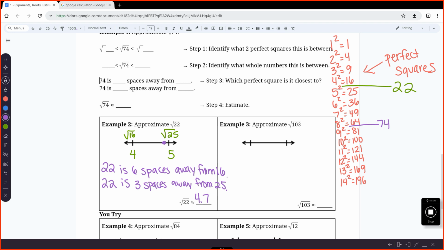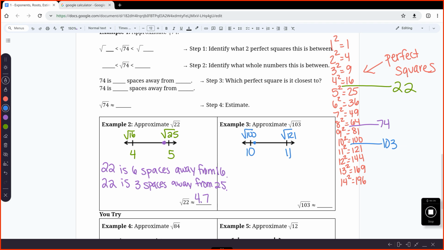All right, next we have approximate the square root of 103. Well, 103 is between 100 and 121, right? So we're going to take the square root of 100, take the square root of 121. Square root of 100 is 10, square root of 121 is 11. We are closer to the 10 than the 11, much closer, because 103 is way closer to 100 than it is to 121. So that would be somewhere right over here, very close.